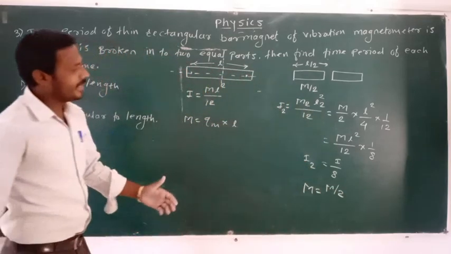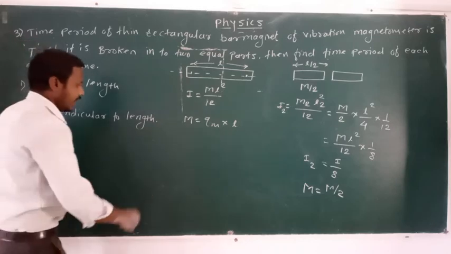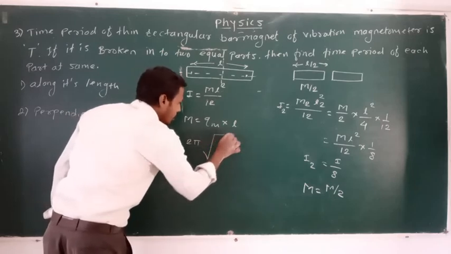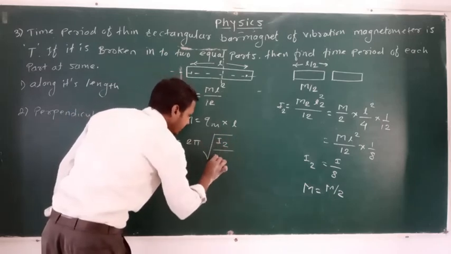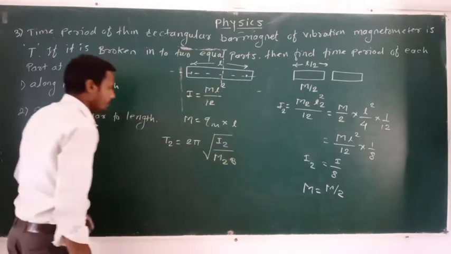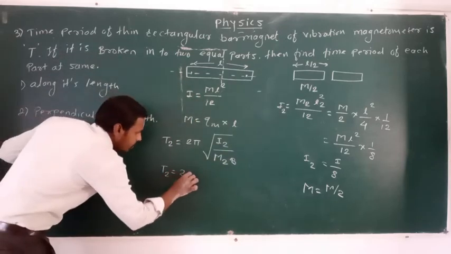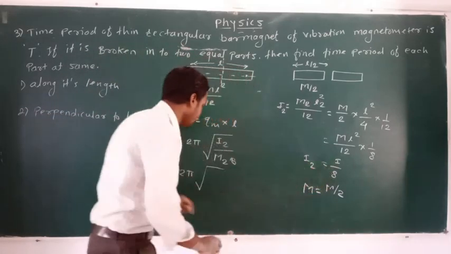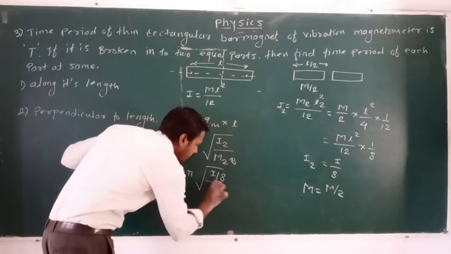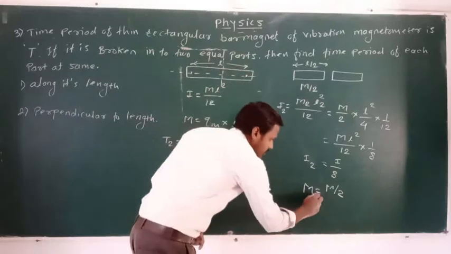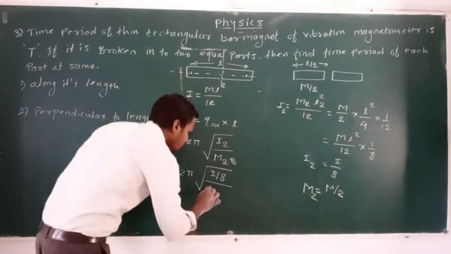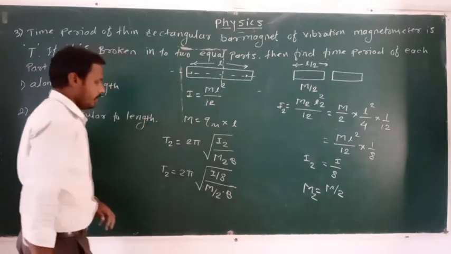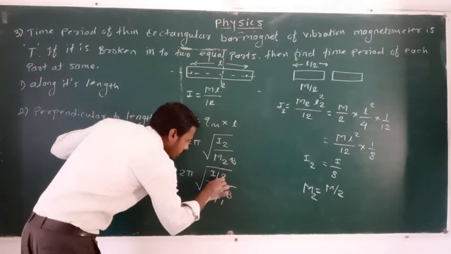We have already studied that. Now the new time period T2 is equal to 2 pi under root of I2 divided by M2 into B. That is, T2 is equal to 2 pi under root of I2, where I2 is I divided by 8, divided by M2. This is the M2, and M2 is M divided by 2. Here we can write M divided by 2 into B.